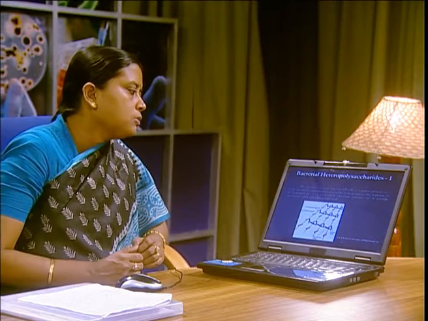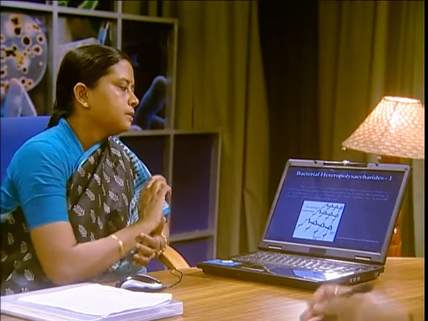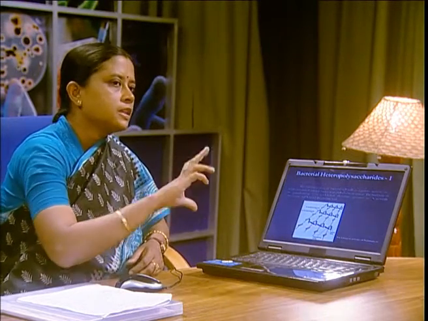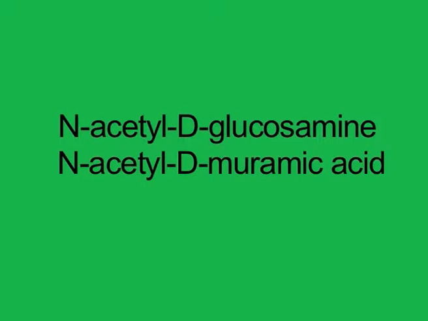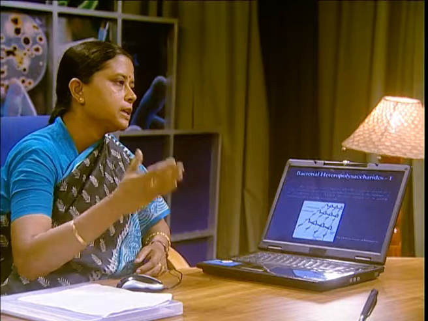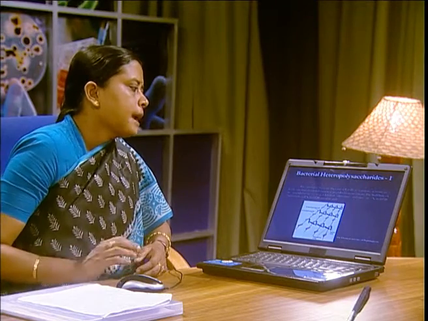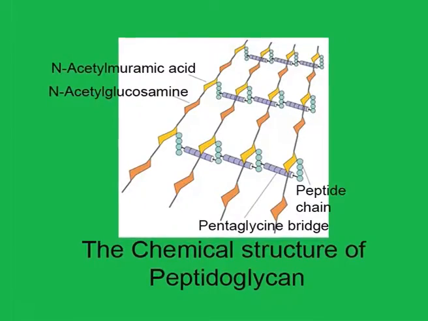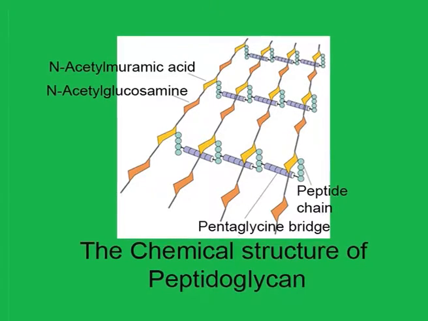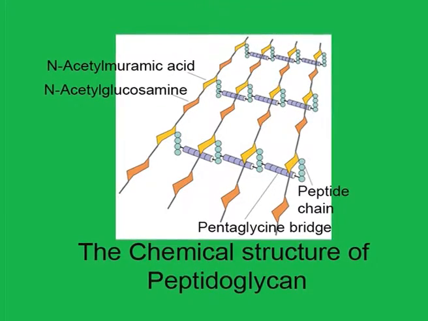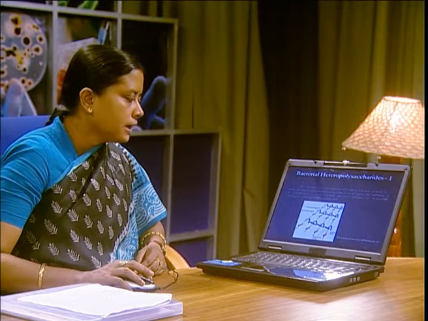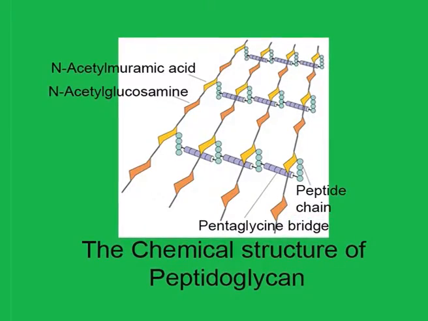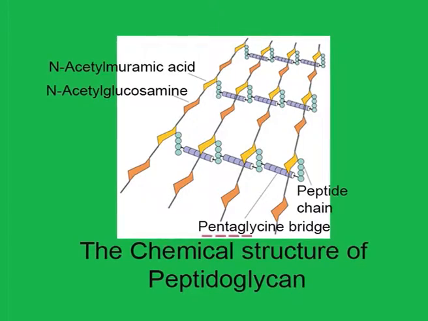We must discuss the bacterial cell wall, because it is made up of polysaccharide units arranged in a chain. The constituents are N-acetyl D-glucosamine and N-acetyl D-muramic acid, and these alternating chains are arranged as shown in the figure. Several chains run parallel, and they are linked to each other by a peptide chain and a pentaglycine bridge.